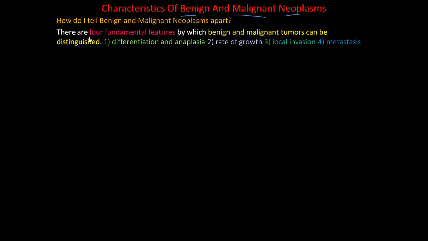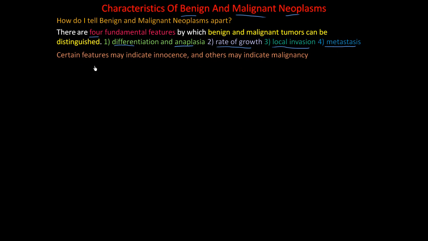There are four fundamental features by which you can tell benign and malignant tumors apart. The first is differentiation and anaplasia. The second is how fast they grow. Number 3 is local invasion. How invasive are they? And number 4, metastasis. Certain features may indicate innocence or benign, and others may indicate malignancy.